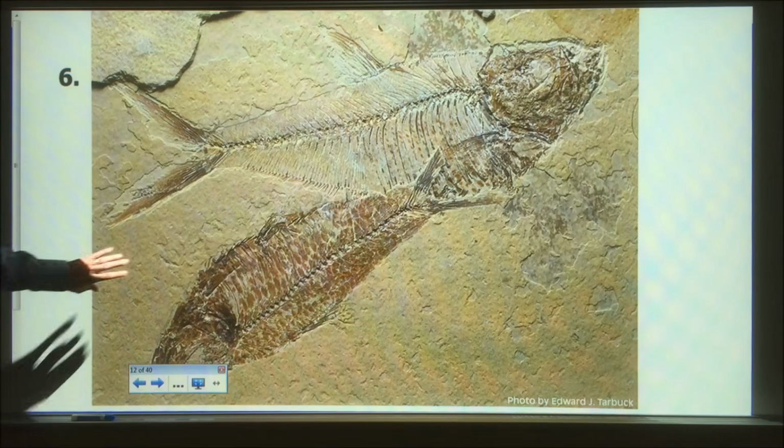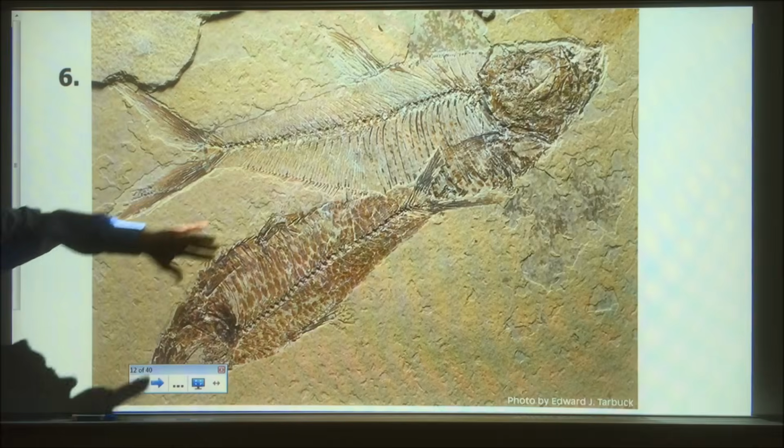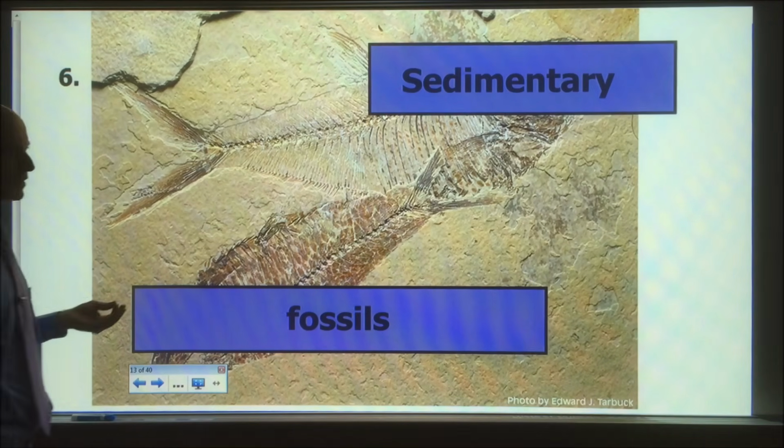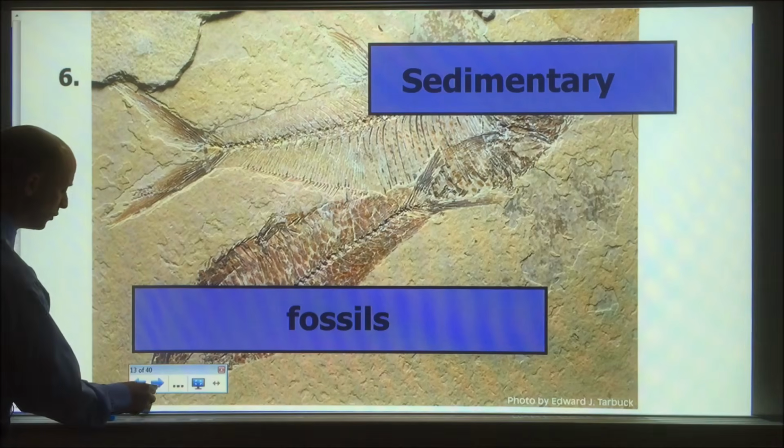What kind of rock is this here? You see those fish fossils in it, so therefore it is a sedimentary rock because it has fossils, and sedimentary rock is really the only rock that has noticeable fossils like that.